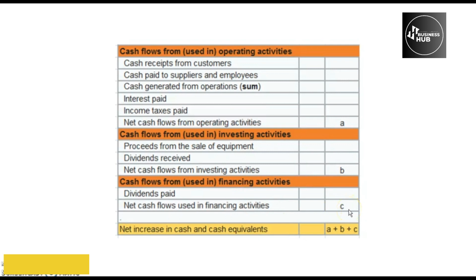So basically the cash flow is divided into three segments: operating activities, investing activities, and financing activities. And the sum of these three will be the standard cash and cash equivalent that we have generated, or we are in negative at the end of the year.